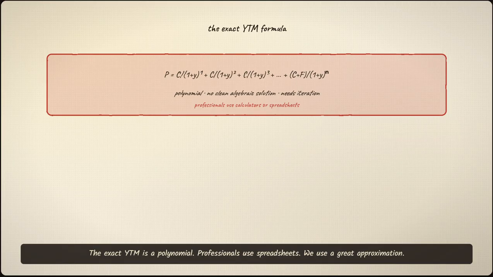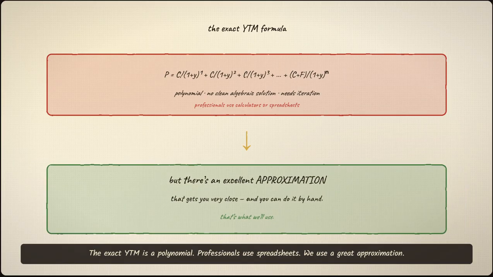Here's where we get properly into the math. Stay with me, we'll go step by step. The exact yield to maturity formula is technically the discount rate that makes the present value of all future cash flows equal to the current bond price. This is a polynomial equation with no clean algebraic solution.